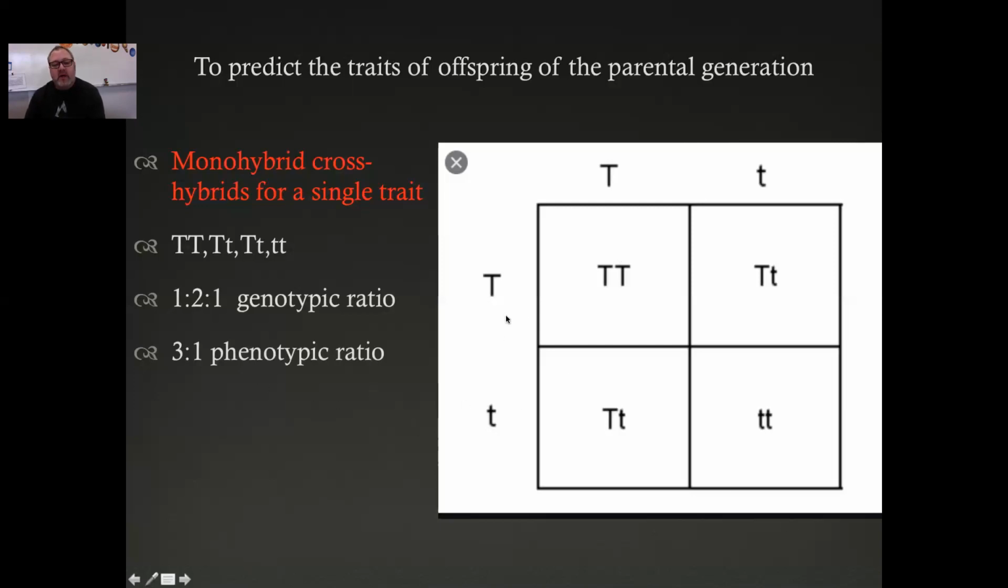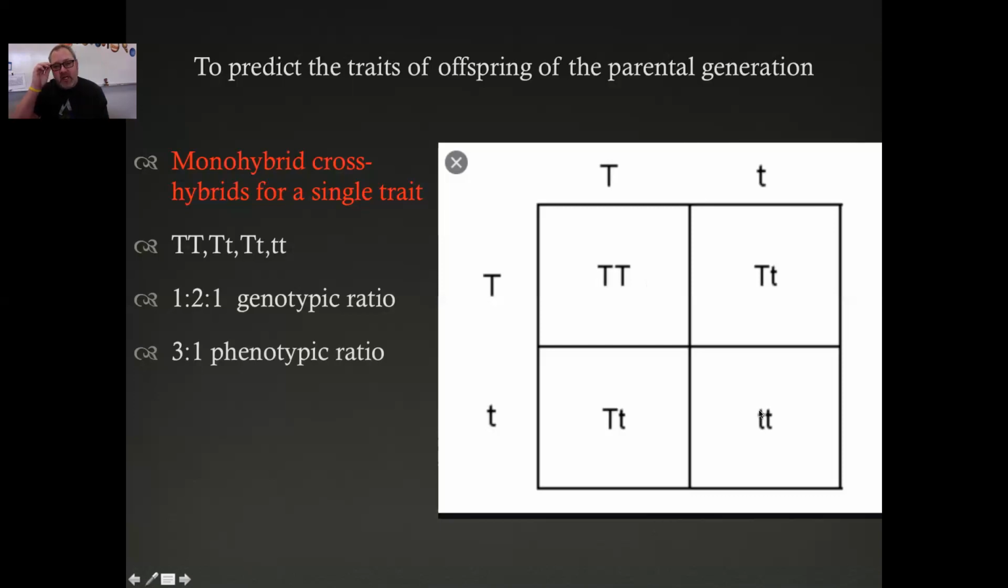Okay, so the genotype ratio then, there are 3 different genotypes. There's big T big T, there's big T little t, and there are 2 of them, and then there's little t little t. Those are the possible genotypes. So the genotype ratio then is 1 to 2 to 1. All right, are you with me?